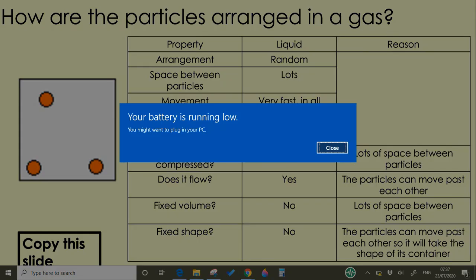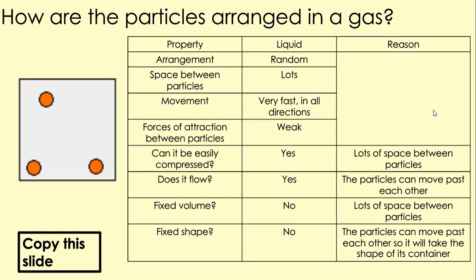Now, gases, sorry about the alert. Gases can be easily compressed, and that's because there's lots of space between the particles. Gases do flow because the particles can move past each other, but they don't have a fixed volume because there's lots of space between the particles. So you can apply pressure and squash those particles so they're close together. Again, they don't have a fixed shape, like liquids, because the particles can move past each other, so they will take the shape of their container.